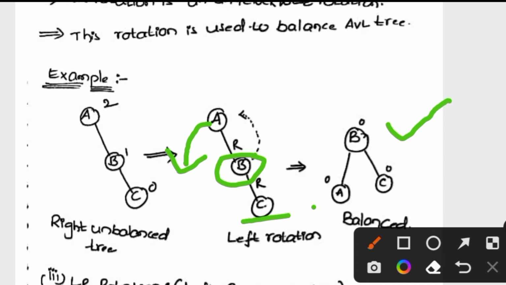For A and C there are no children, so we take the values as 0 and 0. And at B node the balance factor, left subtree is 1 and right subtree is 1, so the balance factor is 0. Now we can check the balance factor values. Those 3 nodes have 0. So this tree comes under a balanced binary search tree.